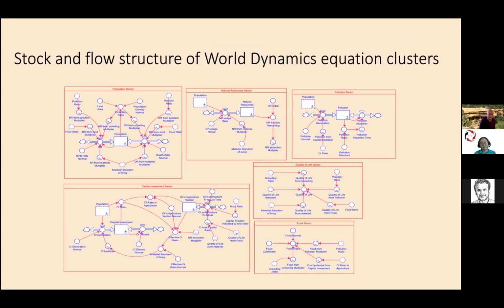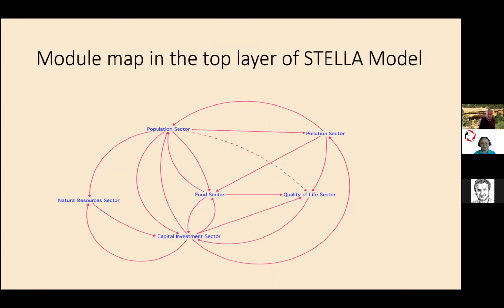Looking at more of Forrester's models, here are the equation clusters in his world dynamics model. His equation clusters are divided into 6 sectors. And when you place those sectors in modules, here is the feedback map which comes out of it. I was a bit unhappy to see crisscrossing lines. I could not get rid of them.